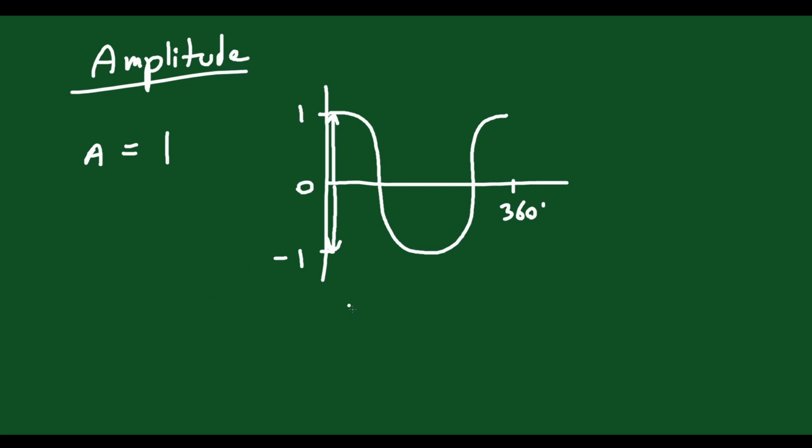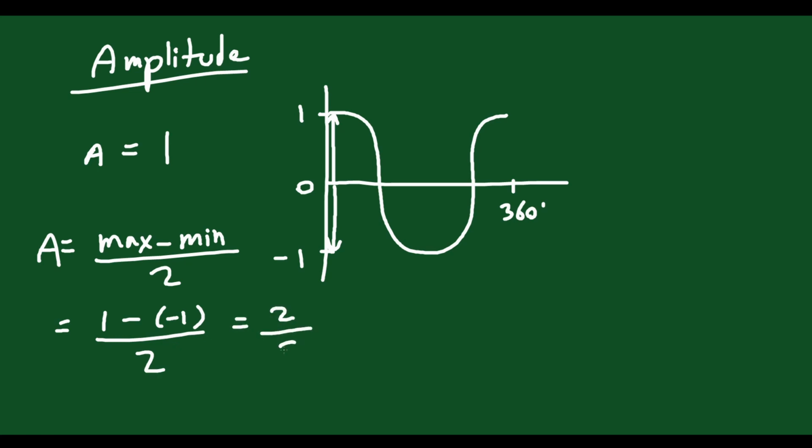But another way to calculate this would be to take the total distance from the top to the bottom and divide it by 2. Because after all, the amplitude is half of the total height. From the very top to the very bottom, that's a distance of 2, from 1 to -1. Half of that is your amplitude. So you could say that the amplitude is equal to your maximum point minus your minimum point divided by 2. In this case, 1 minus -1 divided by 2, which is 2 divided by 2, which is 1. So you can get the same answer just by looking at your graph. But this is the way to show your work.